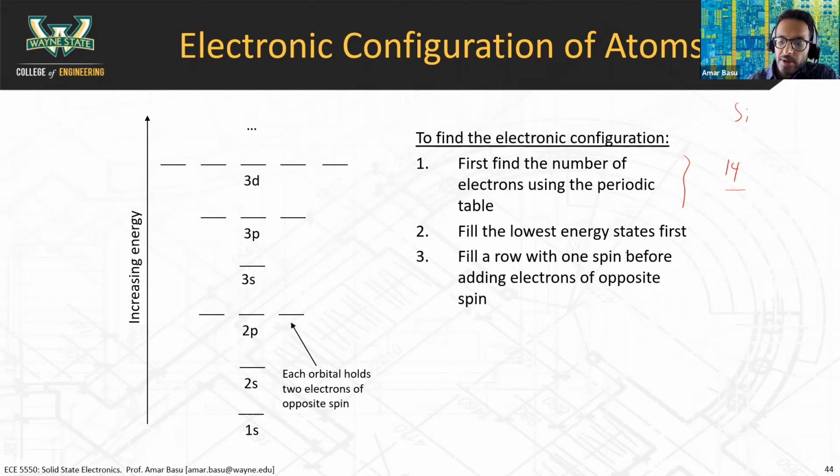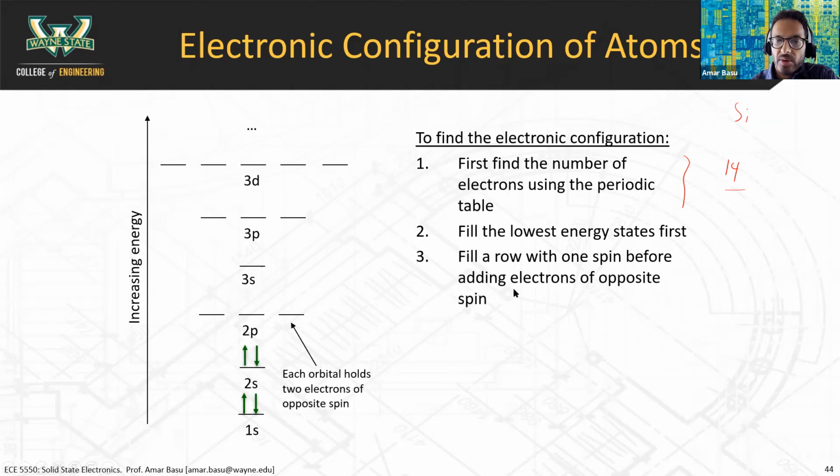And so I would go ahead and draw in an arrow here to signify there's an electron with an up spin. The second electron is going to go in the same subshell, and it's going to have a down spin. So there's 2 electrons in the 1s subshell. Now I go to the 2s level, I fill in 2 electrons there. And then I go to the 2p subshell.